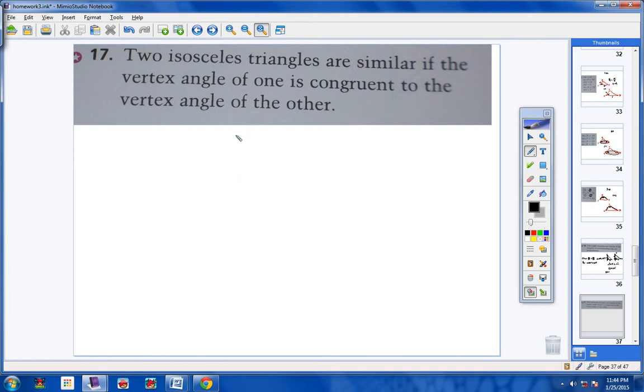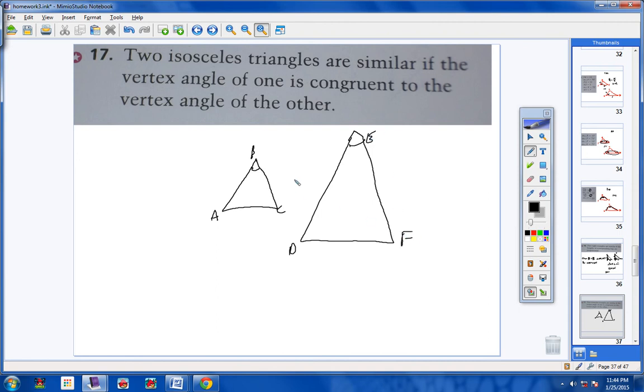Two isosceles triangles are similar if the vertex of one is congruent to the vertex of the other. Well, students, look. I mean, again, it's pretty simple. There's an isosceles triangle. Here's a bigger one. And let's call this angle here congruent to this angle here. Triangle ABC, DEF. Okay. So my if part is if the vertex angles of two isosceles triangles are congruent, then they're similar.